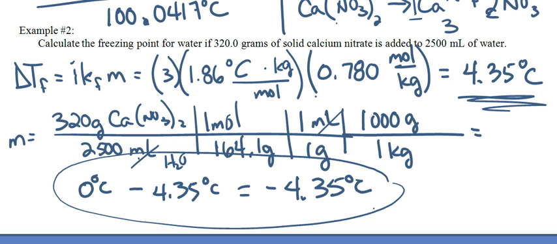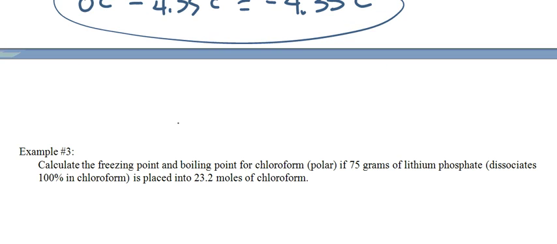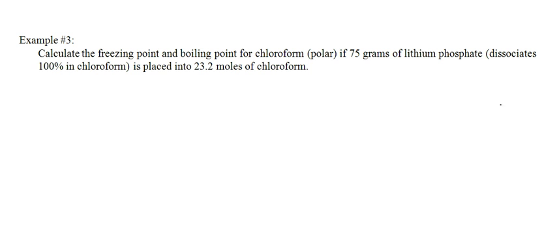All right. One more example, and hopefully this isn't taking too much time. It wants you to calculate the freezing point and boiling point for chloroform, which is polar, if 75 grams of lithium phosphate, which dissociates 100% in chloroform, is placed in a 23.2 molal solution of chloroform. Before we do that, let's figure out what the van 't Hoff factor is.